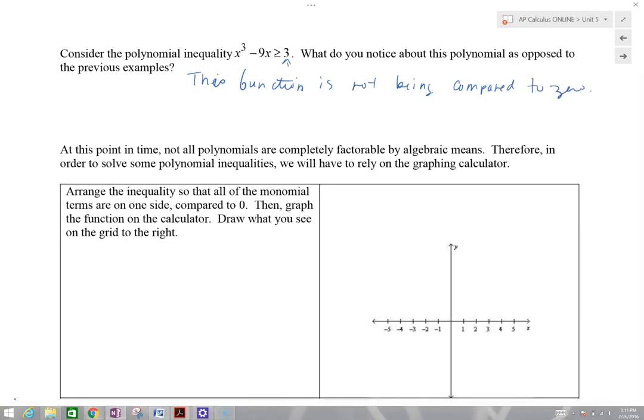And one other thing about this function is the other functions we did were factorable. Even if we were to solve this for 0, which is what we're going to do in this step right here, x cubed minus 9x is greater than or equal to 3. We can subtract the 3, and we get x cubed minus 9x minus 3 is greater than or equal to 0. This right here is not factorable. And here's a little statement about that right now. So how else can we do it?